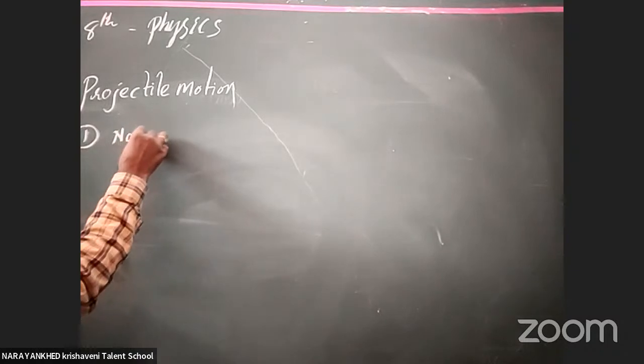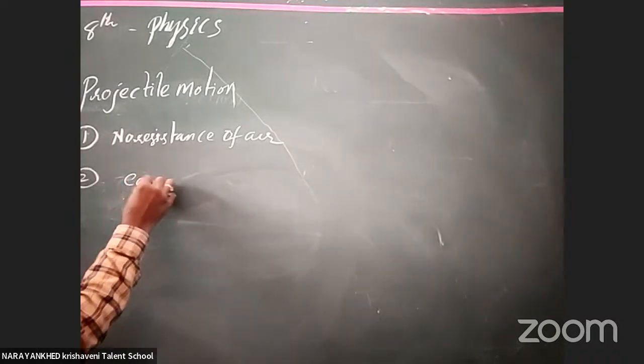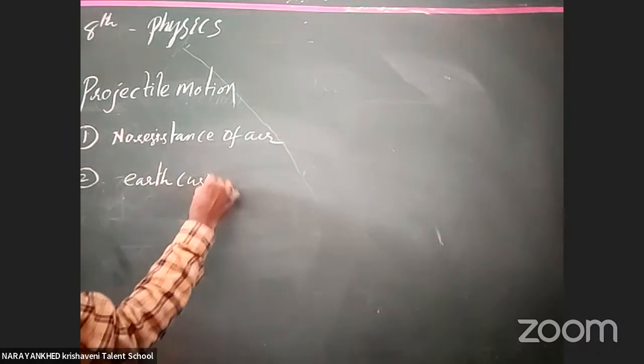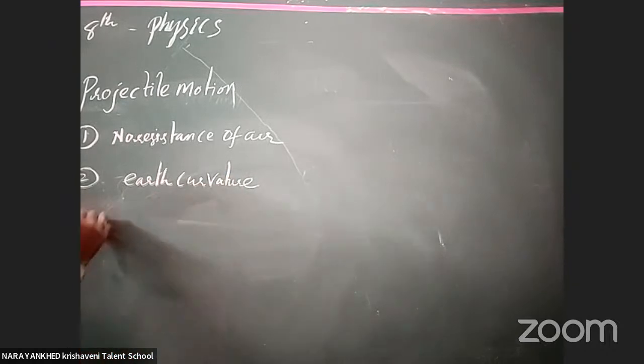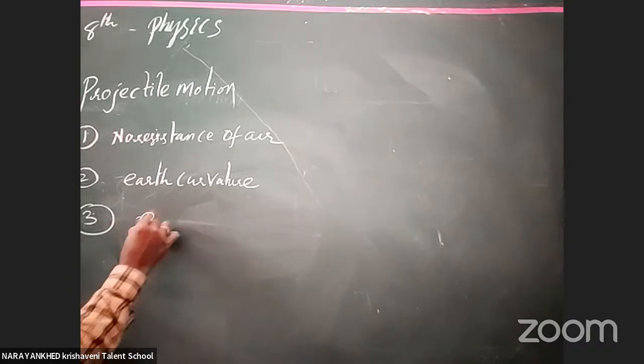During projectile motion, these conditions are compulsory. First, there is no resistance due to air. Second, the effect due to the curvature of the earth is negligible. Third, the effect due to the rotation of the earth is negligible.